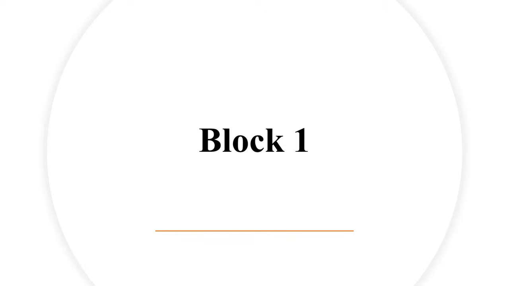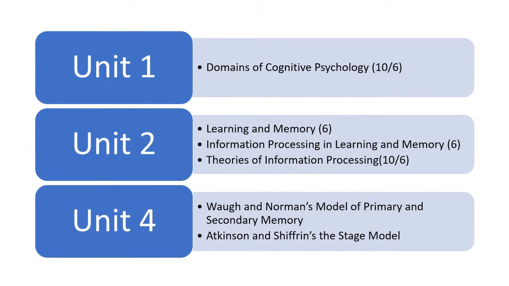In this block, we needed to cover 3 units. Unit 1, Domains of Cognitive Psychology. This question can be asked as a 10-mark question or 6-mark question. Unit 2, Learning and Memory, Information Processing in Learning and Memory, Theories of Information Processing. Except theories of information processing, rest all questions can be expected as 6-mark questions. This theories of information can come as a 10-mark question or a 6-mark question.